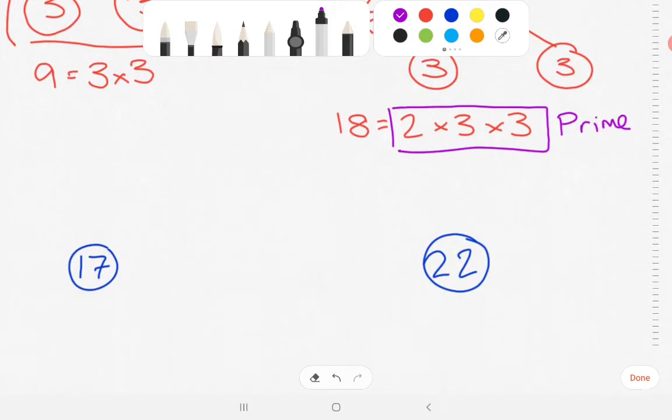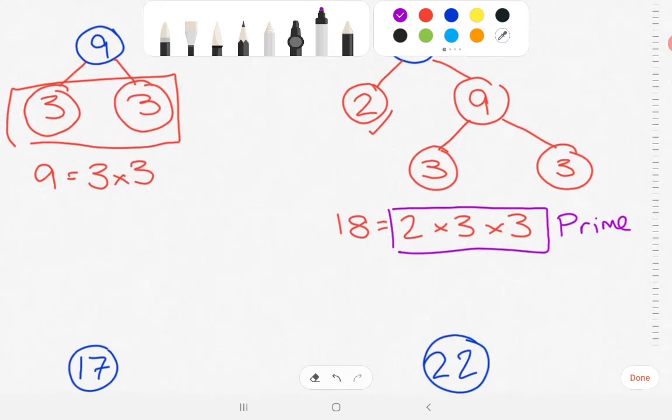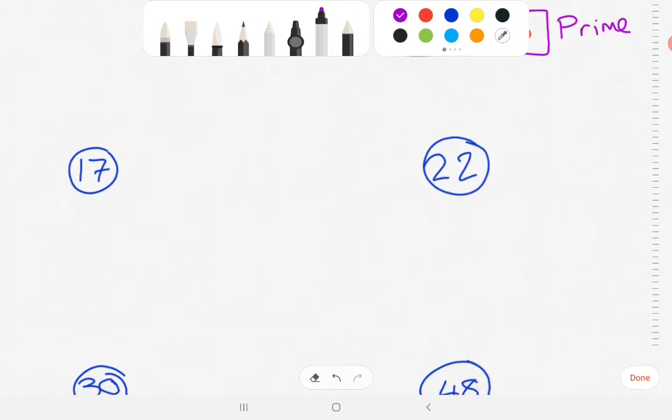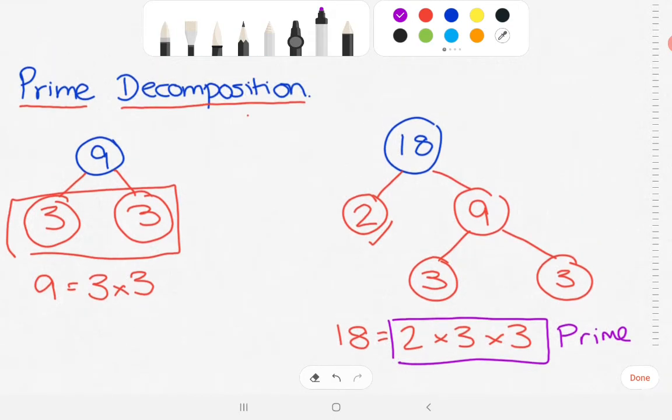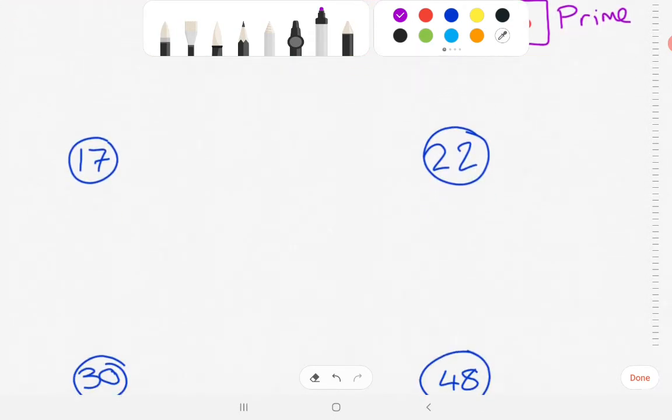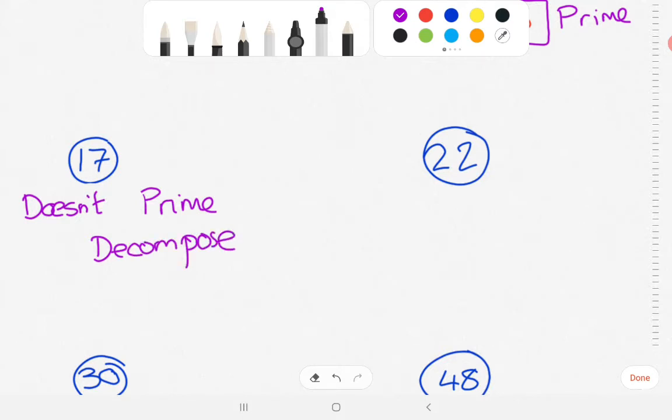Obviously, as the numbers get a little bit bigger, it might look a little bit different. Now 17, what have we got? Well, actually, 17 is itself a prime number. So we can't do a prime factor tree. We can't have prime decomposition. Sorry, dodgy writing here. It doesn't have prime decomposition. So just be aware of that. You need to just double check that all the numbers actually are not prime numbers to begin with. So this one wouldn't prime decompose because it's already a prime number.